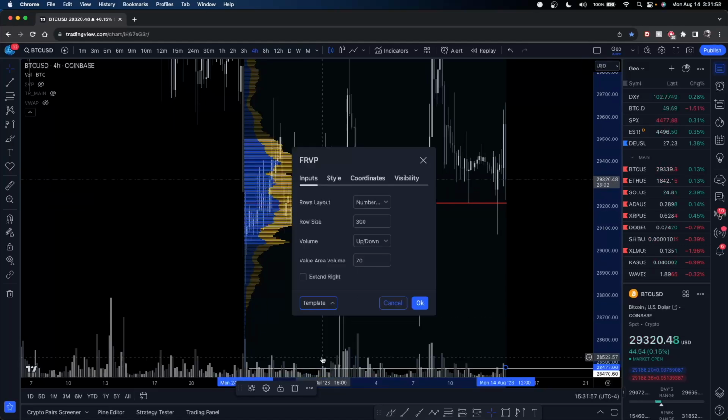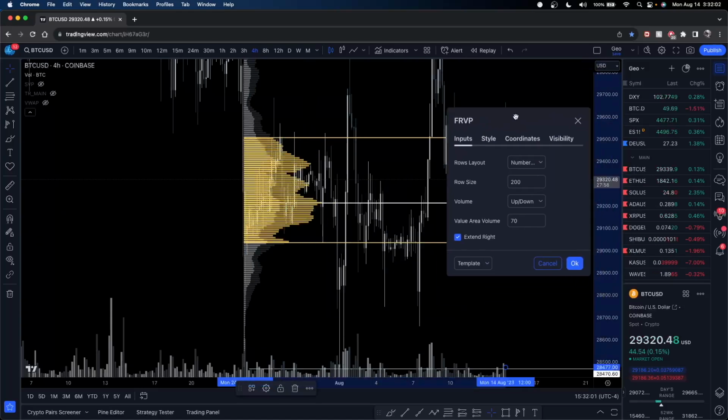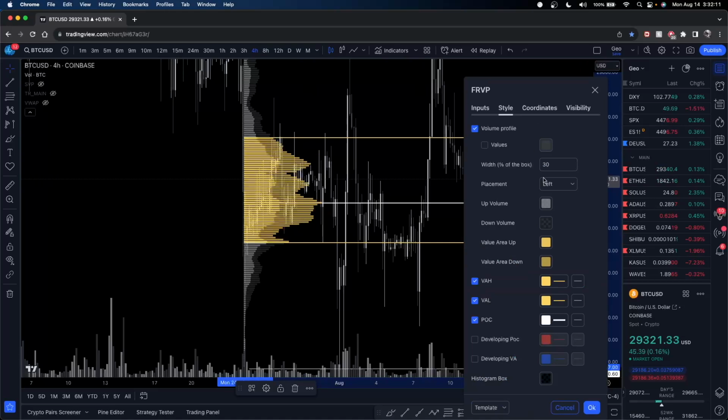Let me go back to my template and let's go over my settings. That's the very first thing that I change. I'm going to go over what all of these mean in a second, but I just want to show you guys my settings. So I have 200, and then the colors are up to you. I keep the value area high zone grayed out and the value area low zone grayed out as well, where the colors are in the middle, which is considered fair value, which we'll talk about as well.